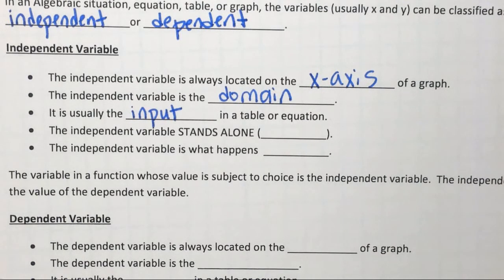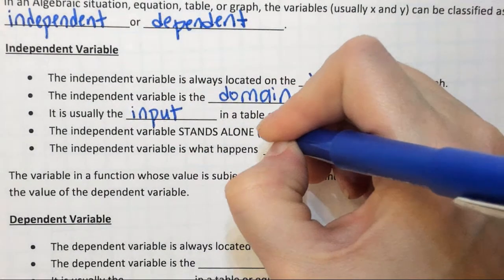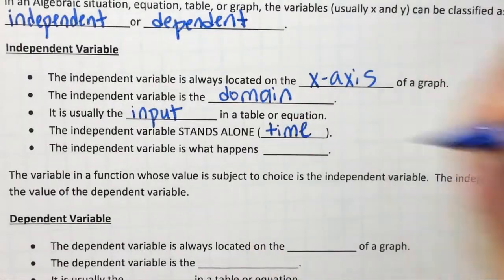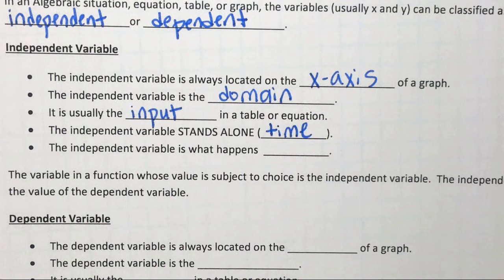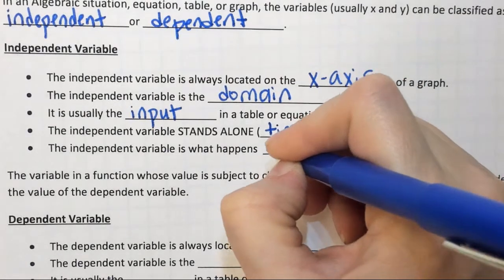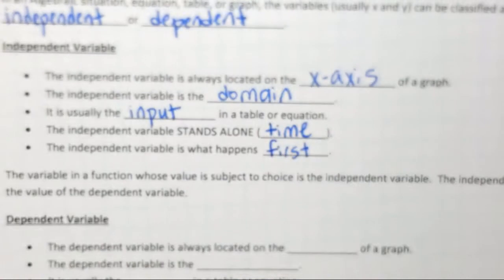Quite often, the independent variable is going to be some measurement of time. Okay, so it's something that stands alone. There's nothing that affects this. It's just time. And then the independent variable is always what happens first, or it's what you know first.